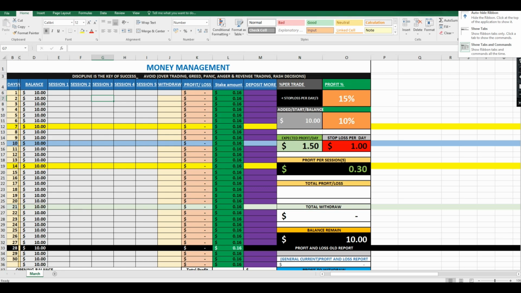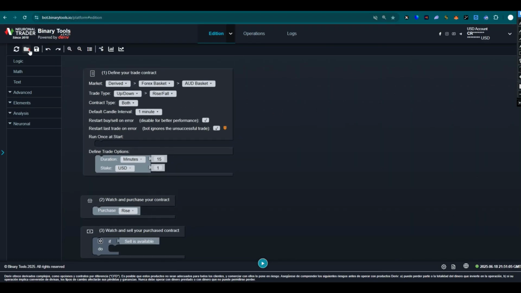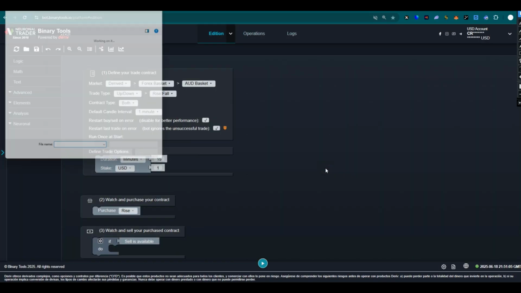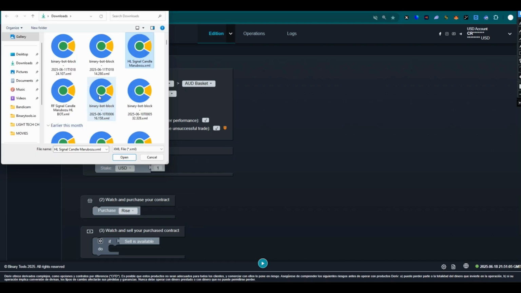Go back to binarytools.io and we can upload the manual board here. Okay, yeah, so I will upload the manual board here. I will use HL manual board, this one. Let's use this one.